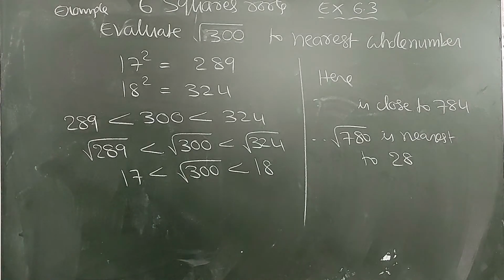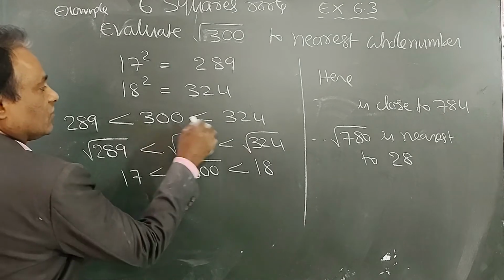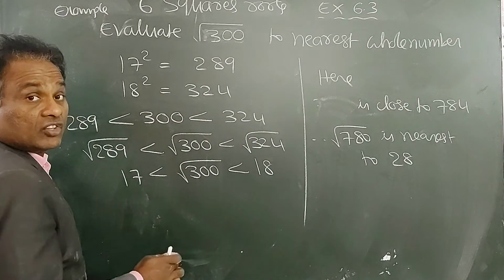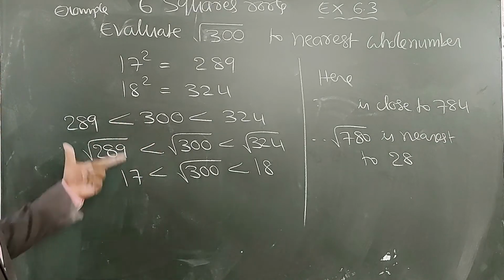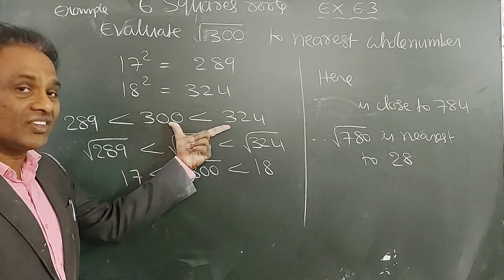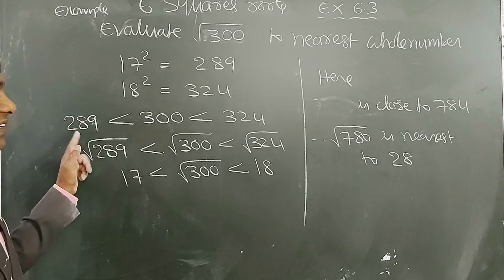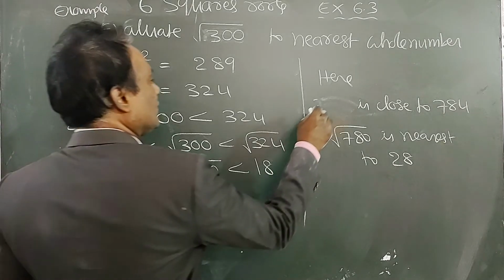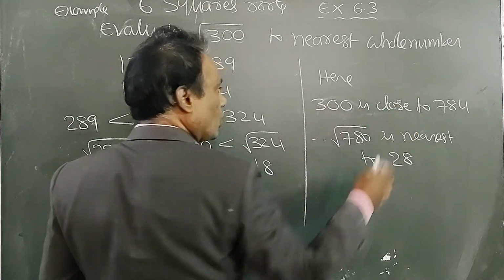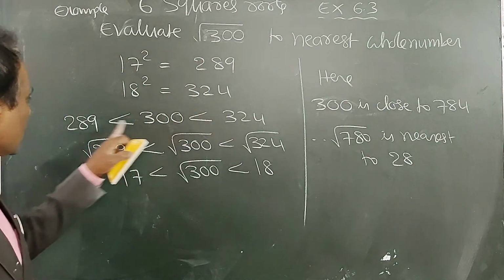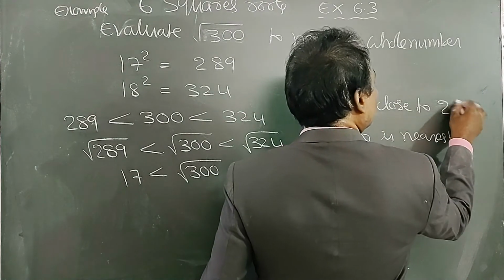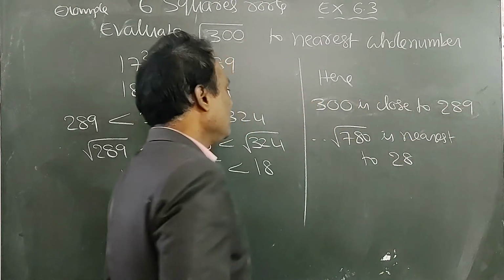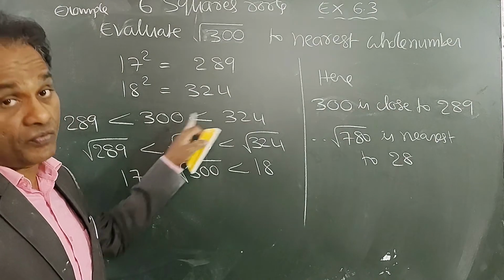300 is near to 324 or near to 289. What is this difference? This difference is 24. This difference is 11. So here 300 is close to 289 because the difference is only 11, whereas this difference is 24.